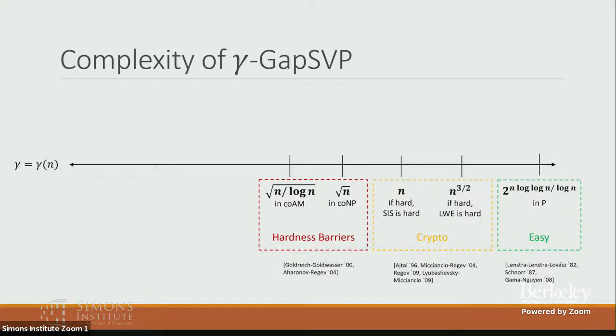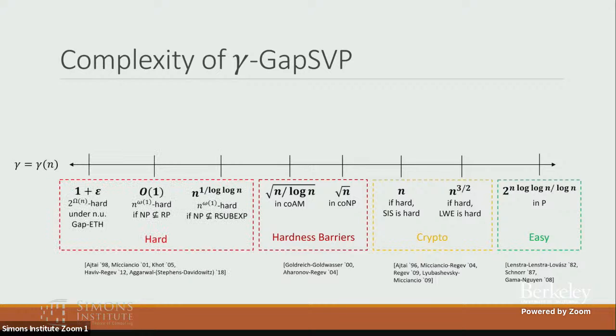Unfortunately, there are barriers to showing NP hardness of these problems, as shown in a couple of results around 2000. We have reason to believe that SVP with polynomial approximation factors, or any approximation factors greater than this, are not NP hard. If we showed that n-approximate SVP is NP hard, then the polynomial hierarchy would collapse, which we don't think is likely to happen.